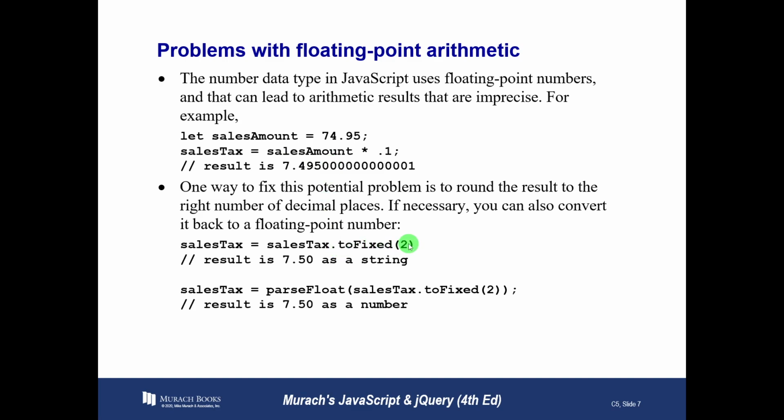One way to fix that is to make sure when we're doing calculations, we round. In this case, they're rounding to 2 decimal places, which rounds it to 7.50, which is an accurate amount for that value. Here's the same thing, parsing the sales tax to a fixed point to get 7.5 as the number. So watch out for the rounding errors.